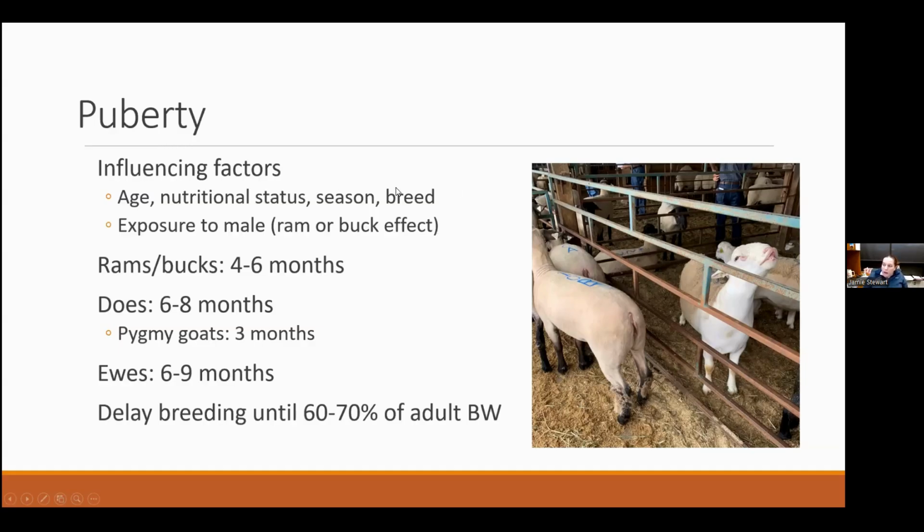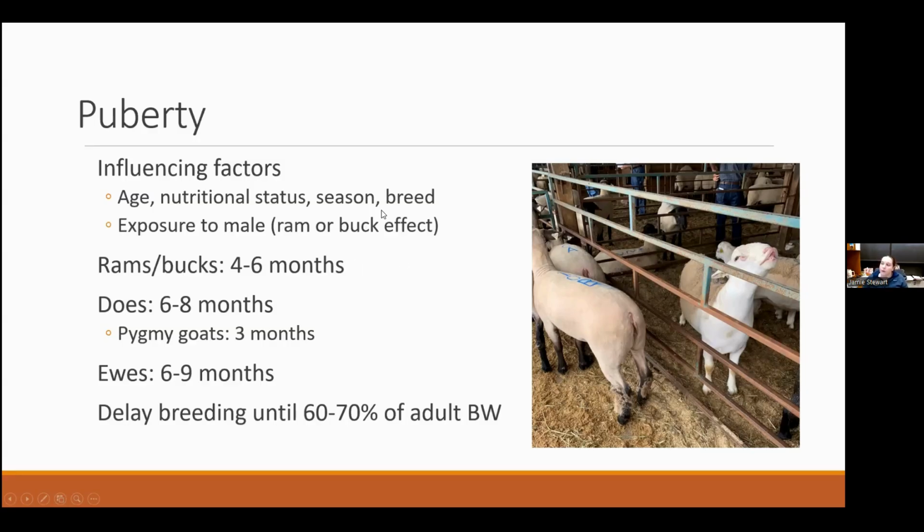And then breed will have an effect on this too. That goes along the same lines: there are certain breeds that do better coming into puberty out of season and breeding out of season. I do have a slide that lists a few of those breeds that have a more extended breeding season, and they'll have a better time hitting puberty earlier, especially out of season. And then we'll talk about this a lot more with the management talk that I'm giving, but exposure to a male, what we call the ram or buck effect.